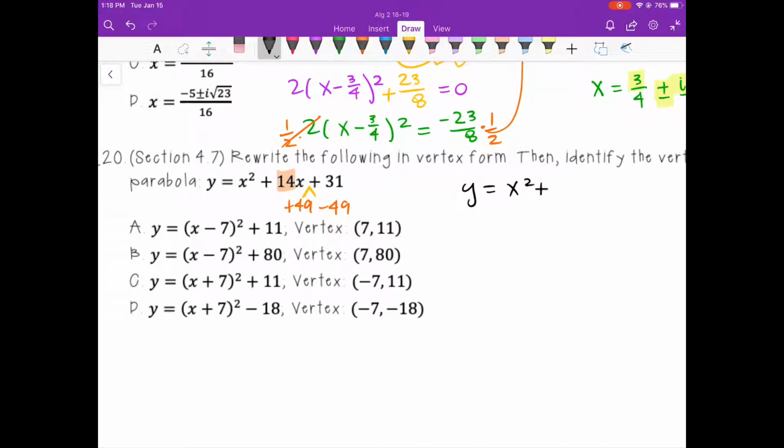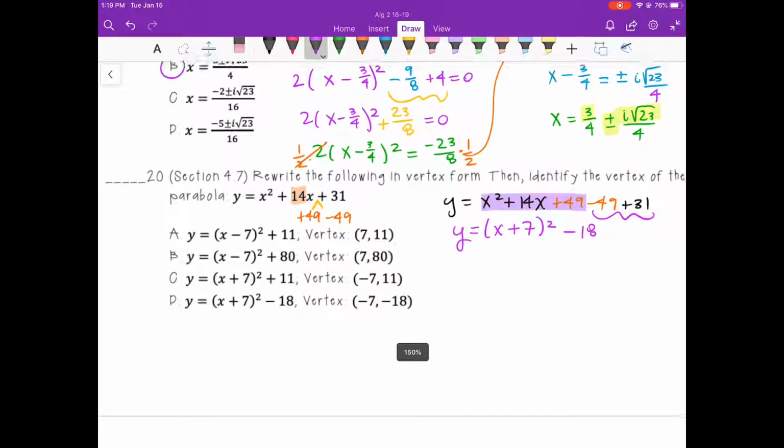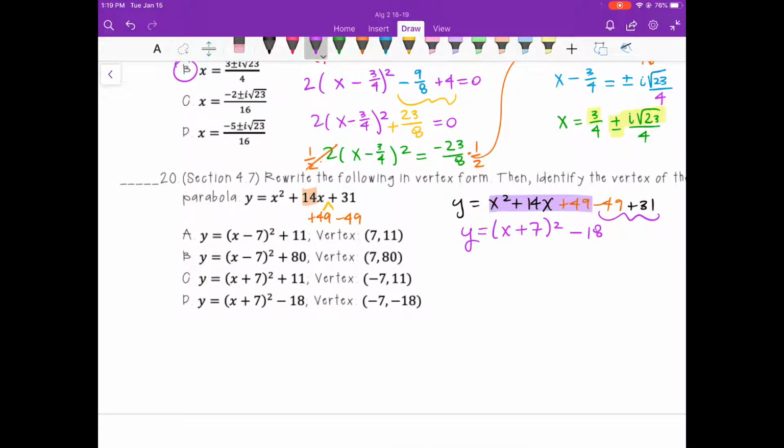So I have y equals x squared plus 14x plus 49 minus 49 plus 31. Our first 3 terms factor to become x plus 7 squared, and then we can combine those second 2 terms. Negative 49 plus 31 would be negative 18. And we're done. So that is our parabola in vertex form. Remember that vertex form is y equals a times x minus h squared plus k. So your vertex is negative 7, negative 18, option D.